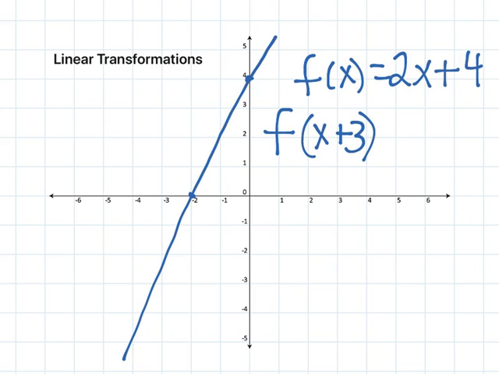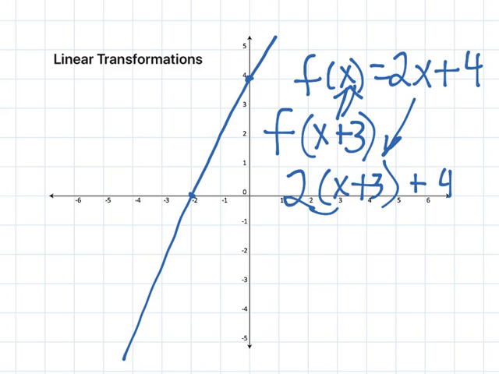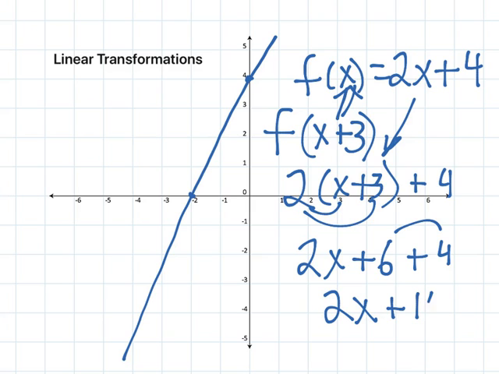Now we're adding or subtracting inside the parentheses, and it doesn't matter whether you're adding or subtracting because you do basically the same thing for either one. So you just substitute x plus 3 in this case for x. Now you have 2 times x plus 3, plus 4. So you have to distribute here. 2 times x is 2x. 2 times 3 is 6 plus 4. You can combine these two terms and you end up with 2x plus 10.